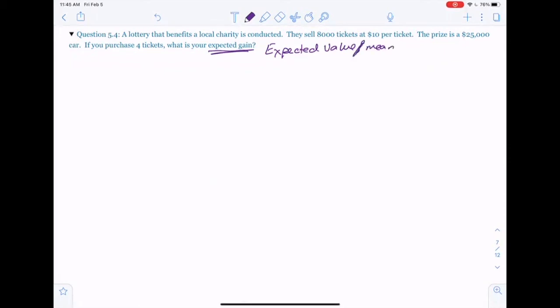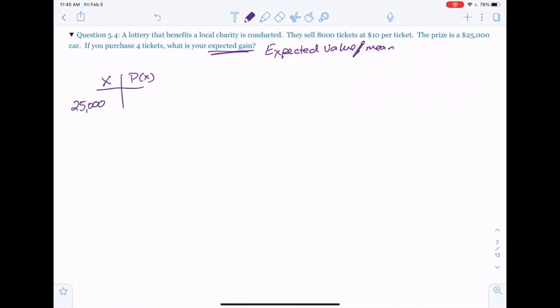What we don't have in this case is a distribution. So we will have to build a distribution. I'm going to need outcomes and their corresponding probabilities. But in this case, that is okay because there are 2 main outcomes when we deal with gambling or lotteries like this. You're either going to win the lottery and get a prize, or you're going to lose, right? If you win the lottery, what is your outcome? Winning the lottery, your outcome is winning the $25,000 car.